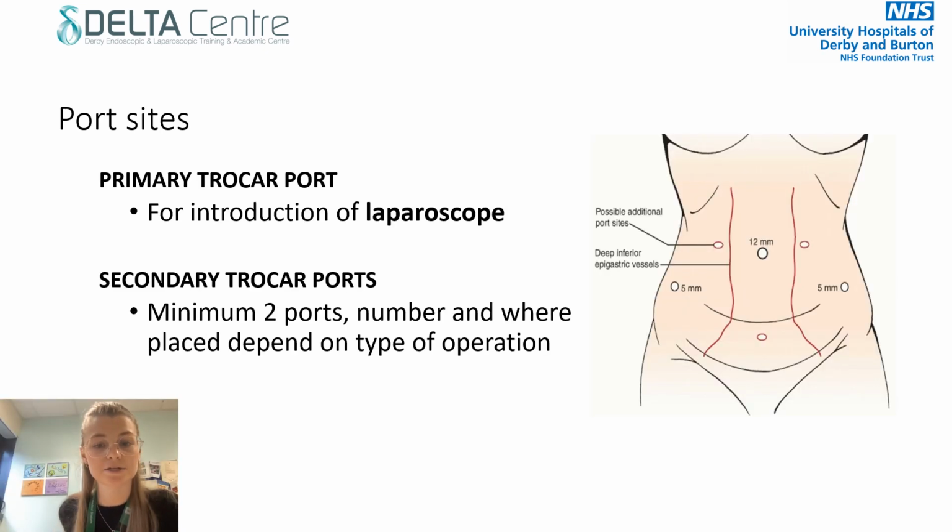Different port sites are used for different functions. To start with, a primary trocar port. This is often periumbilical, where the laparoscope is inserted, and it's often a 10mm port. You also have secondary ports, and their placement depends on the type of surgery. These are used as laparoscopic instruments are inserted into these. For example, holders, sutures, graspers, and energy sources such as the harmonic. These are more likely to be 5mm ports.